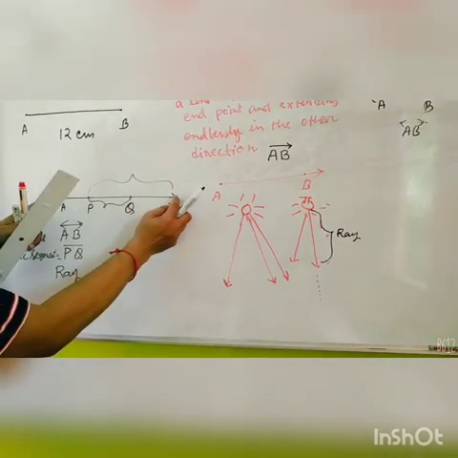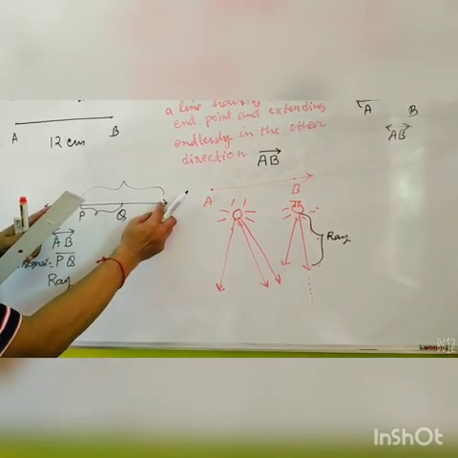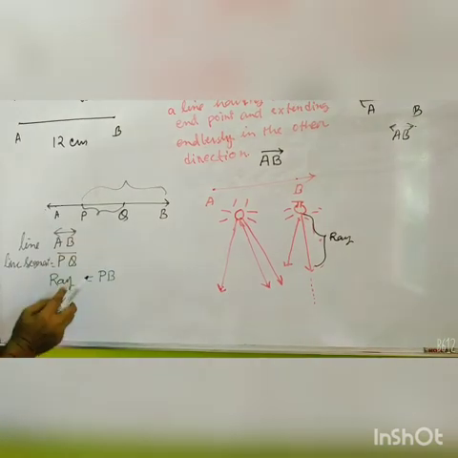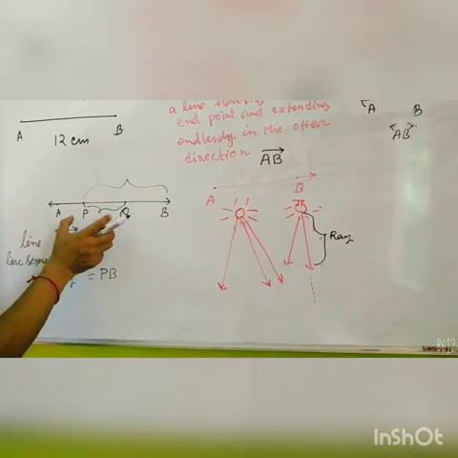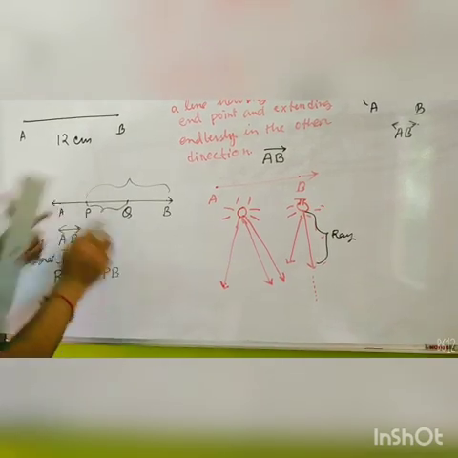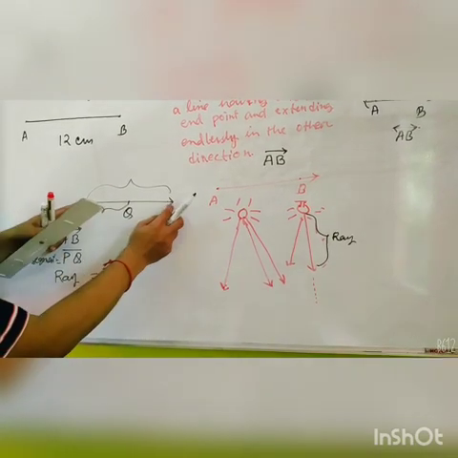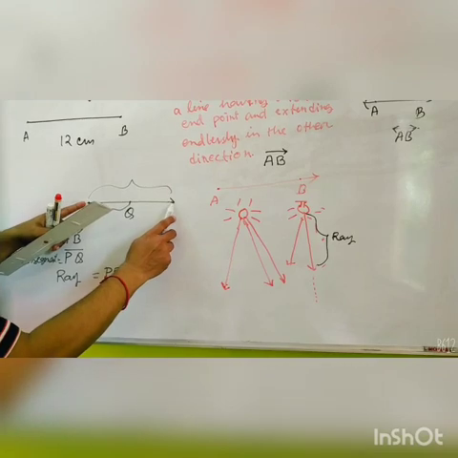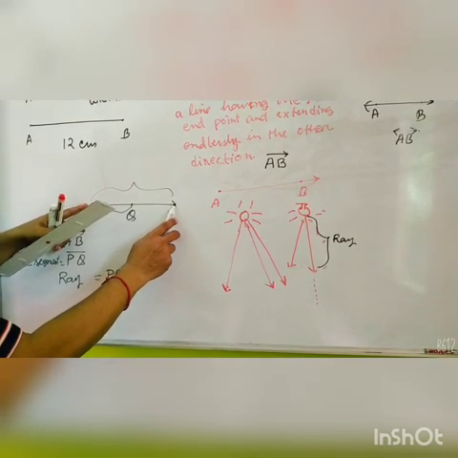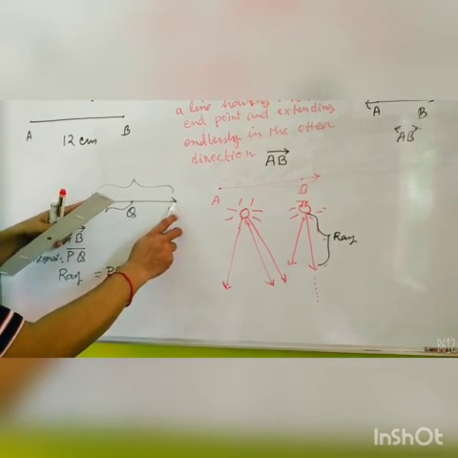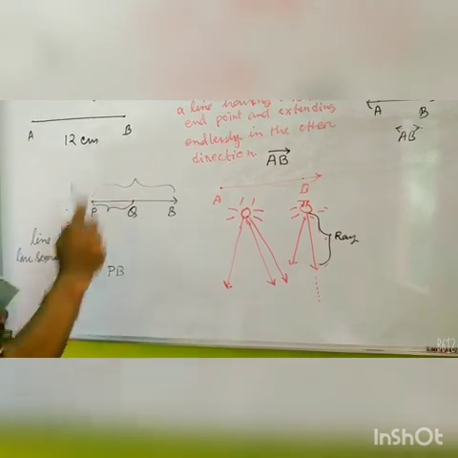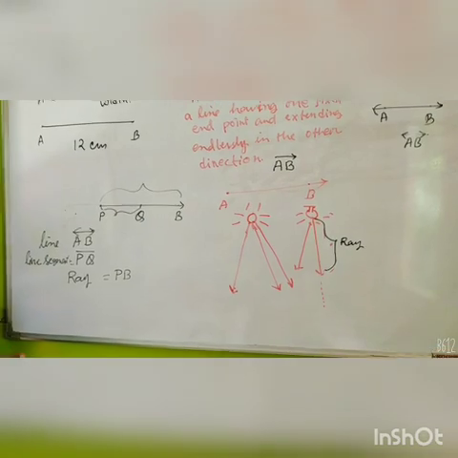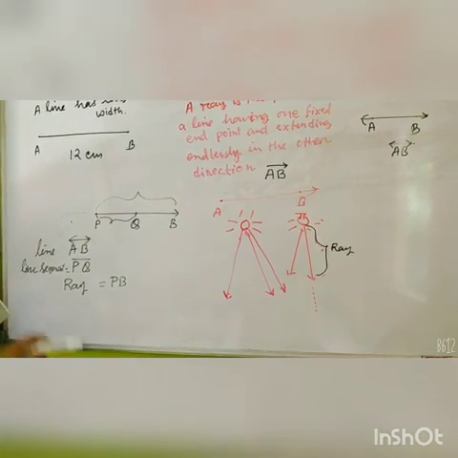If there is no endpoint, then it is called a line, AB. And if there are two endpoints, then it is called a line segment. If there is one endpoint, and on the other side there is no endpoint, endlessly in the other direction, then what is it called? It is called a ray. So you understood what is a ray, what is a line, what is a line segment.